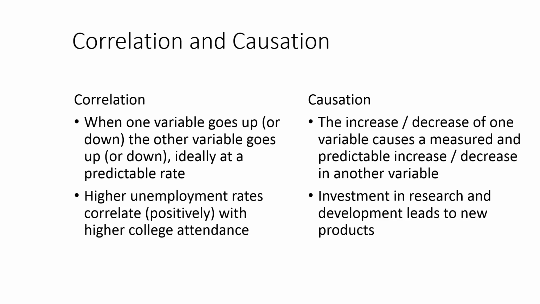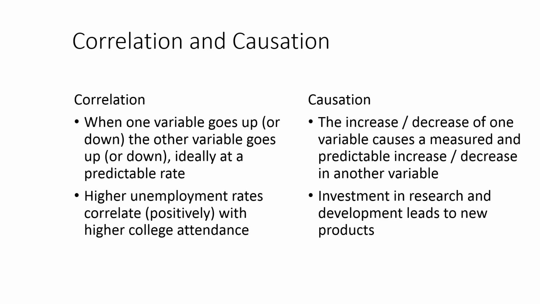What correlation actually allows us to do is look at the strength of the relationship. So if we know that, for example, higher unemployment rates in a city correlate very positively with higher college attendance, then we can measure that. We can measure the strength of that relationship. But we don't know that higher unemployment rates cause higher college attendance. They're just two variables that are related.